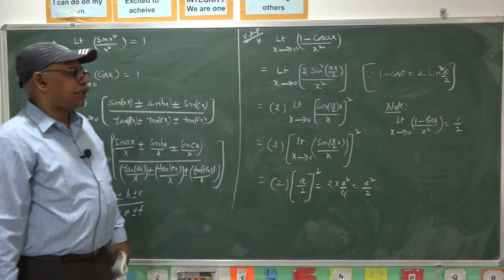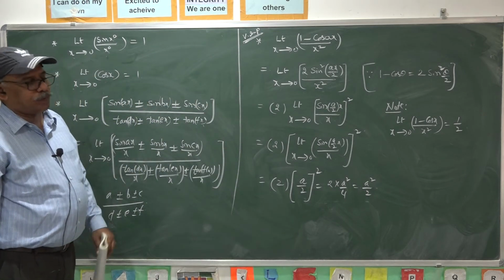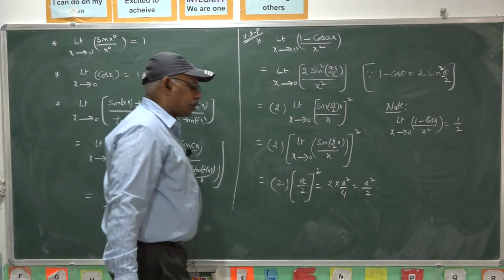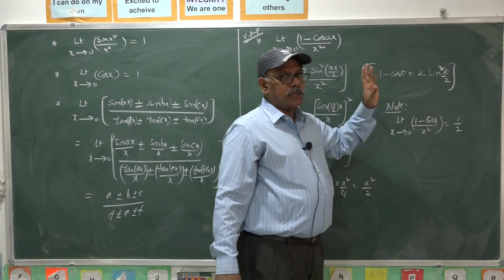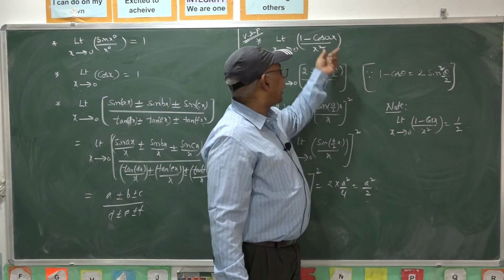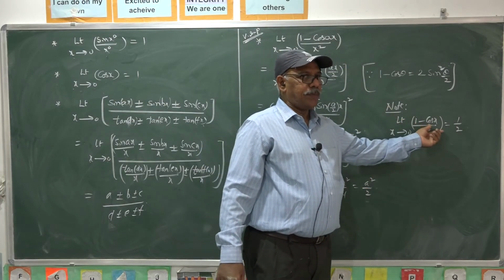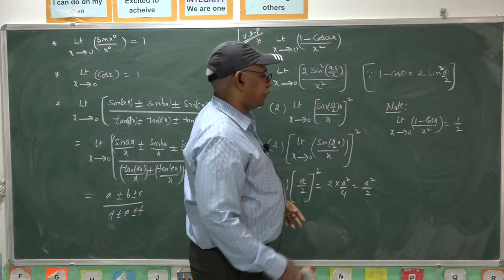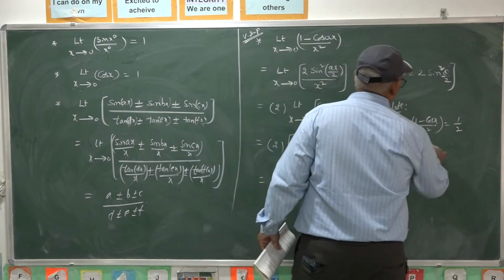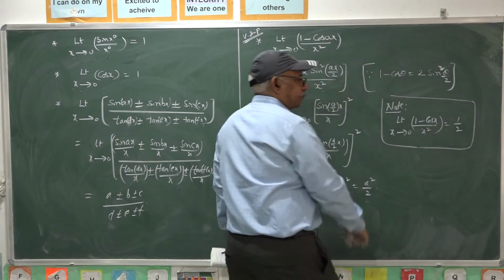This is a very important formula related to the limits of the trigonometric functions. Limit as x goes to 0, 1 minus cos x by x square is always equal to 1 by 2, because I am taking a equal to 1 here. Taking a equal to 1, clearly it takes the value 1 by 2. This is a very important note.